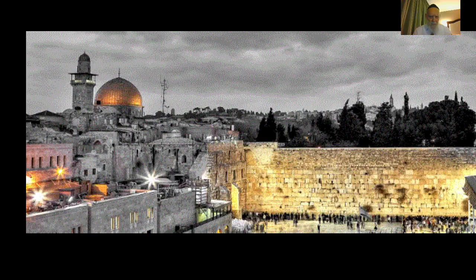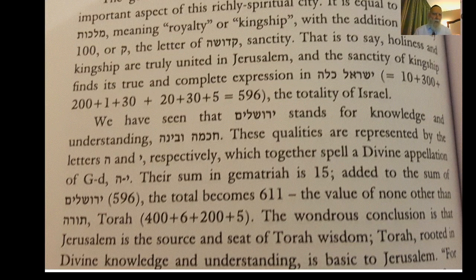So as I said, in my book, What's in a Name, I wrote a lot, and you can see even more things here, that important aspect of the richly spiritual city. It is equal to the word Malchut, royalty, kingdom, with the addition of exactly 100, Kof, the letter of holiness, sanctity. That is to say, holiness and kingship are truly united in Jerusalem, and the sanctity of kingship finds its true and complete expression in Klal Yisrael, which is the totality of Israel.